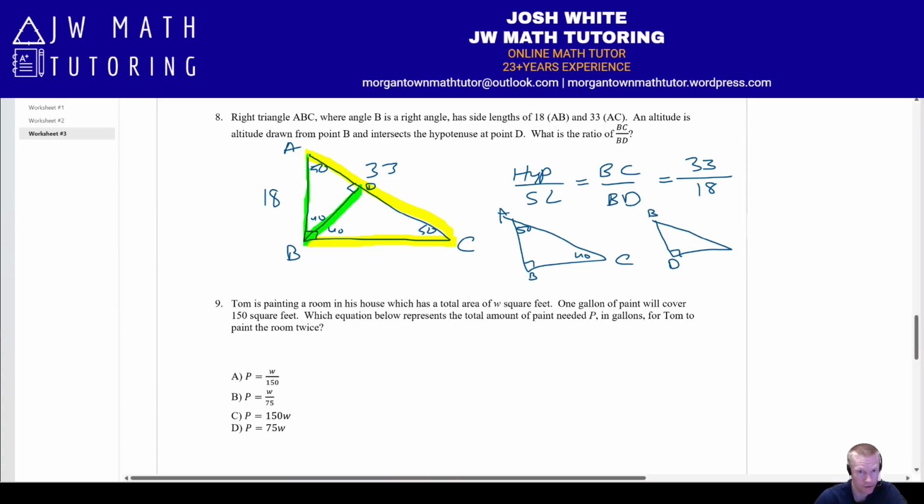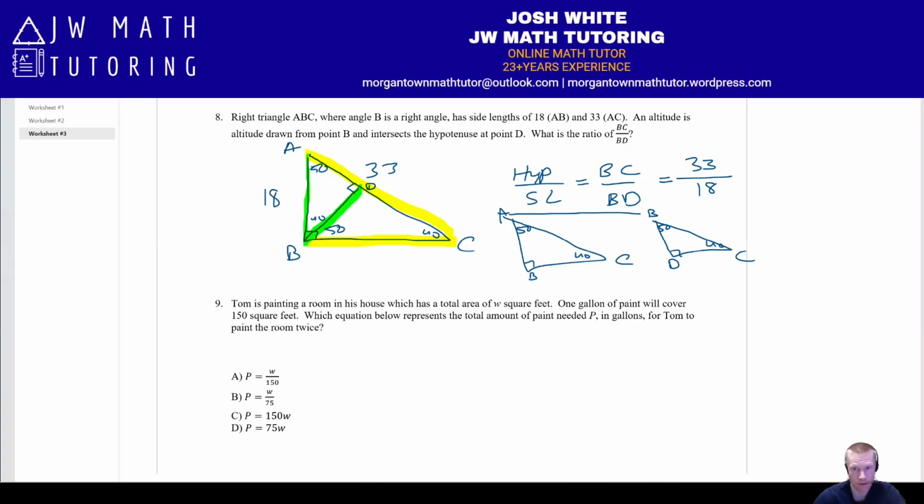What am I doing here? This is labeled incorrectly. Sorry, if I label this at the top 50, then this obviously has to be 40. And if this is 40, this right angle has to be 50. B is up here at a 50-degree angle, so that has to correspond to A, which is also 50. And C is down here at a 40-degree angle, which corresponds to C, because that's also 40.